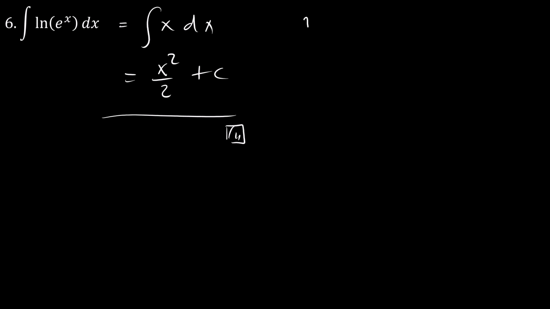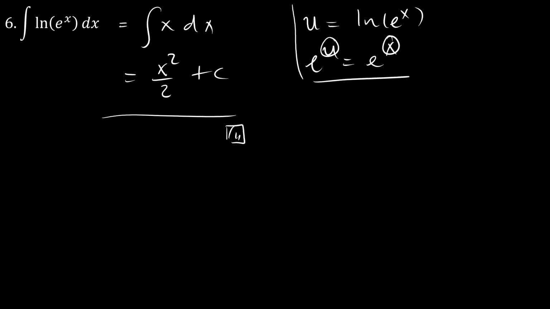Anyone who may be wondering how we got there, if u is equal to this, then it means that e to the u is equal to e to the x, and therefore u is equal to x. And that's how we got there. Anyway, let's go to problem number 7.